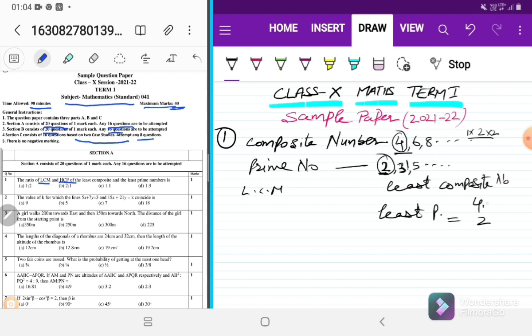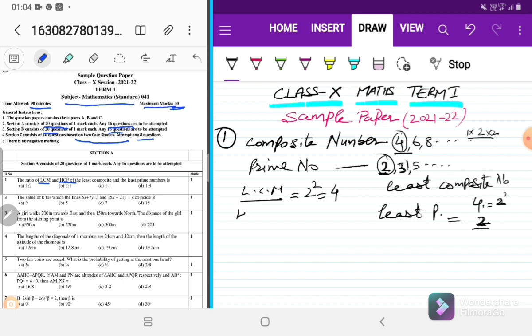Okay, so we'll make factors of 4, that is 2 raised to power 2, and the factor of 2 is 2 into 1. Now you have to find the LCM of the least composite and least prime number. So the least composite number here is 2 raised to power 2, and the least prime is 2. LCM is the number which comes in this and this also, so take the highest power of that number. The highest power of 2 is 2 raised to power 2. So 2 raised to power 2 is 4. So 4 is your LCM.